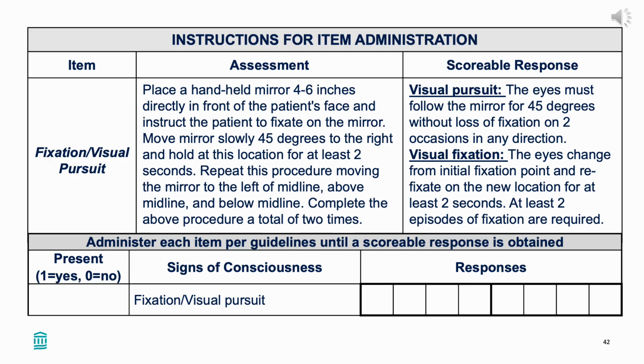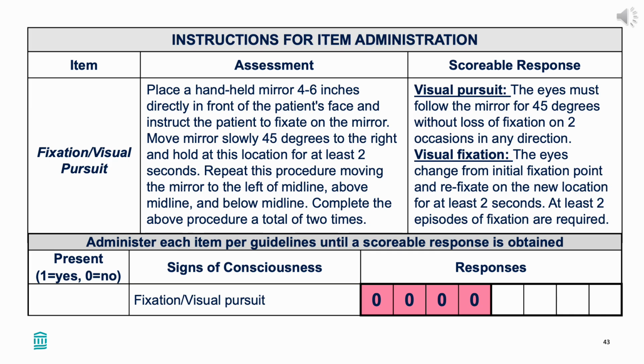The examiner can score an accurate response for visual pursuit when the patient's eyes follow the mirror for 45 degrees without a loss of fixation on at least 2 occasions in any direction. The examiner can score an accurate response for visual fixation when the patient's eyes change from the initial fixation point and refixate on the new location for at least 2 seconds on at least 2 occasions in any direction.